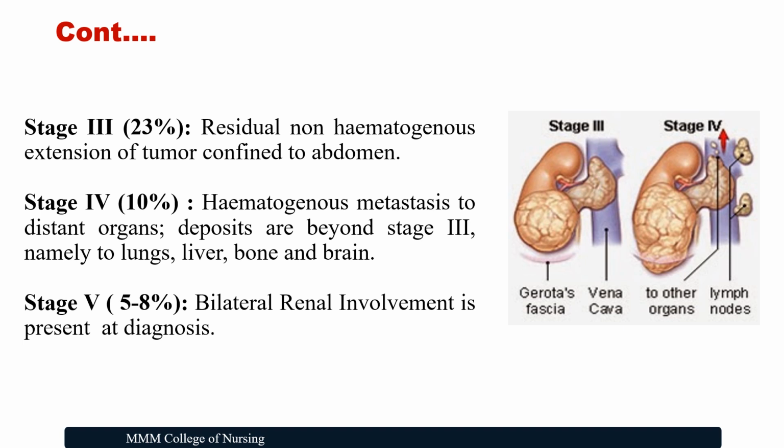And stage 4 is about 10 percent. Hematogenous metastasis to distant organs. It spreads to nearby organs and also deposits beyond stage 3, namely occurring mostly in lungs, liver, bone and brain. And stage 5 is about 5 to 8 percent. In this condition, bilateral renal involvement is present at diagnosis itself.